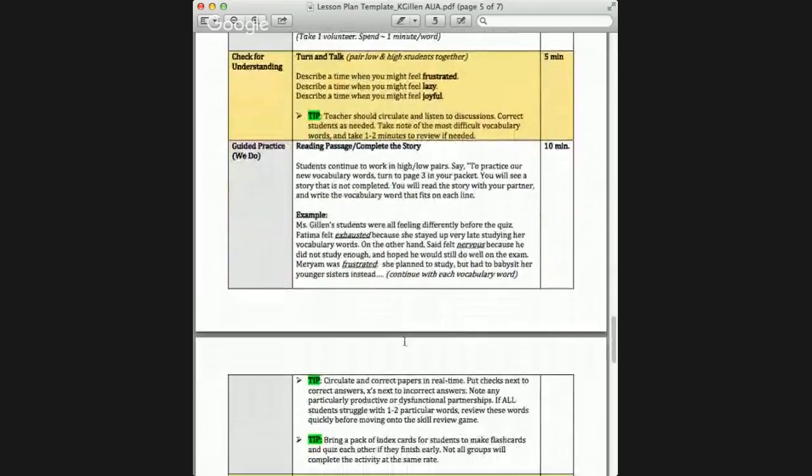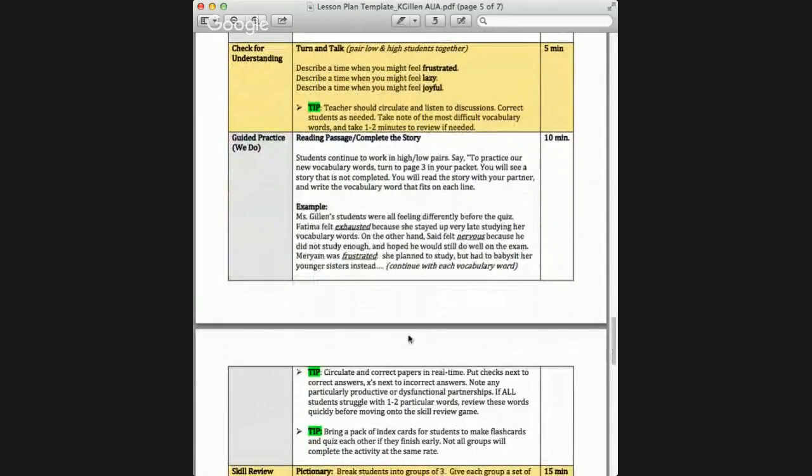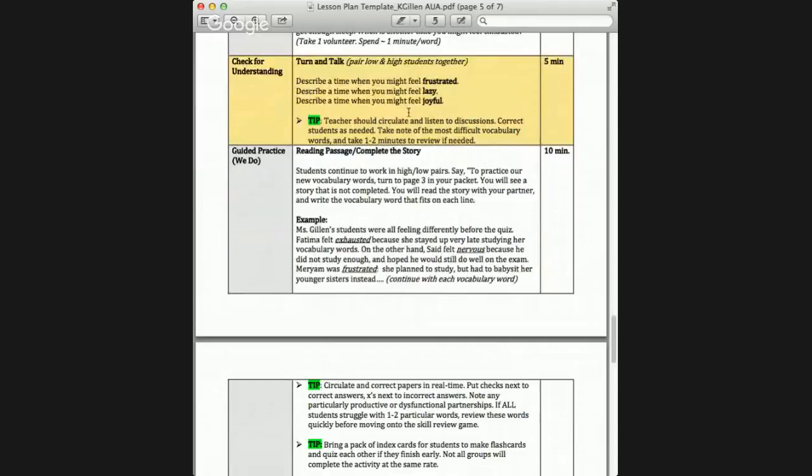So once you've introduced all the words, you're going to do a check for understanding for about 5 minutes. So again, this is a turn and talk. So you're pairing two students next to each other. And here you might want to pair low and high students together. So they're going to have little quick conversations.